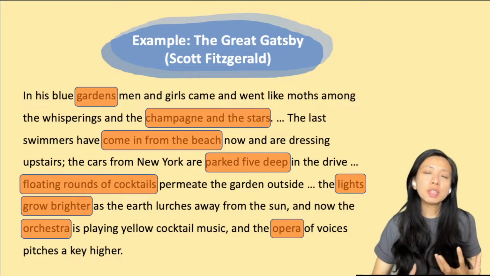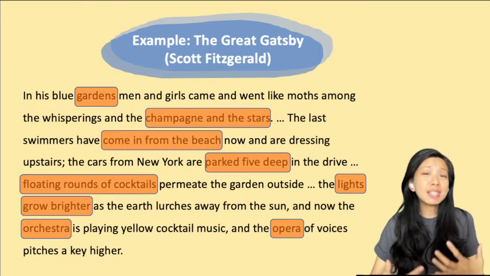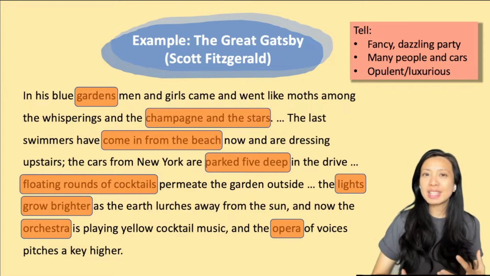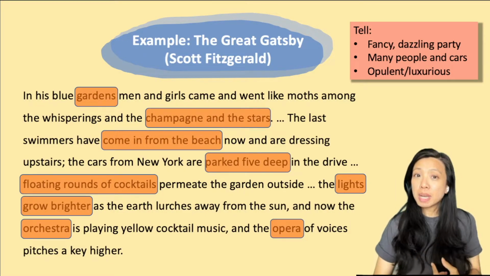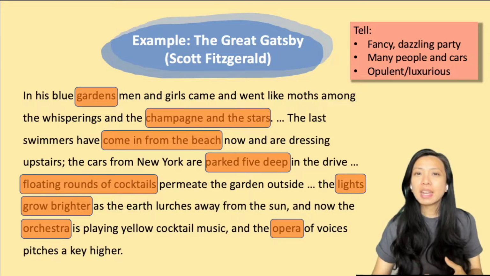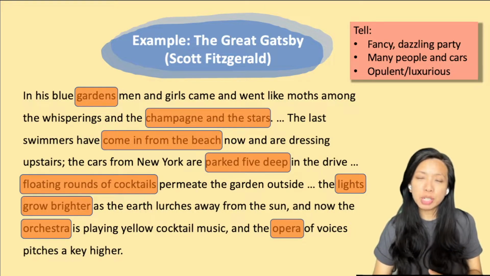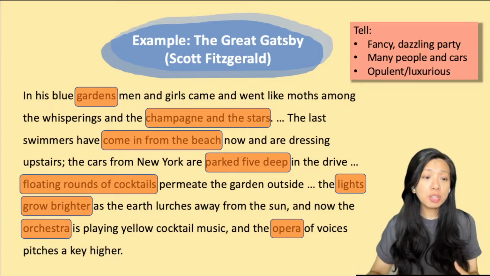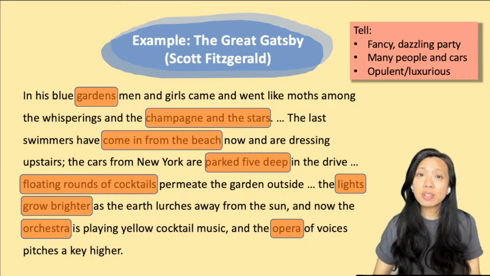Okay, so putting all these clues from the paragraph together, what does this actually tell me? I can probably infer that it's a very fancy, dazzling party. There are many people, many cars there. And it probably is something very opulent or very luxurious because there is champagne, there's an orchestra, there are lots of cocktails as well.